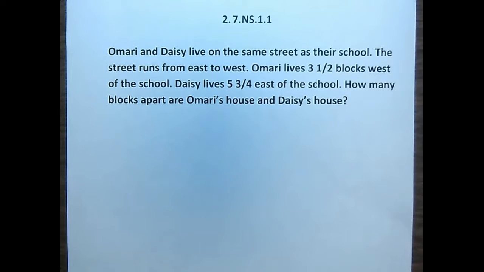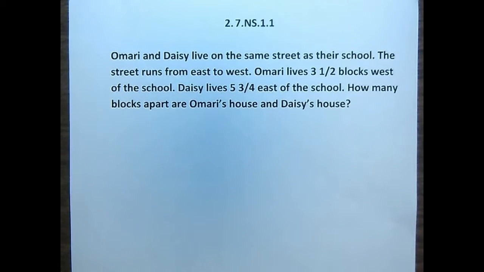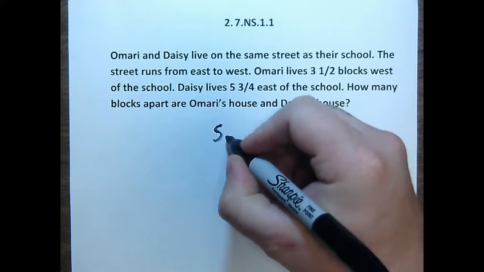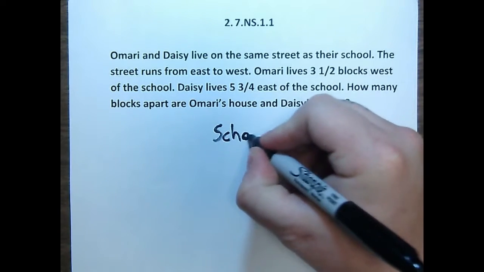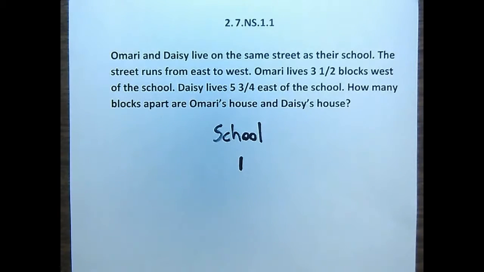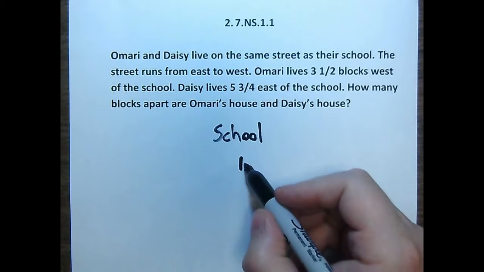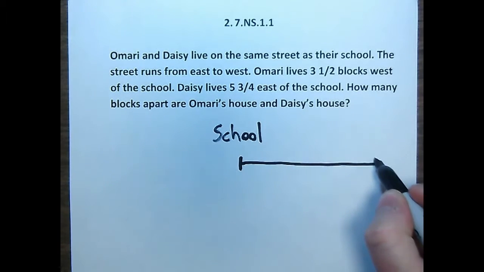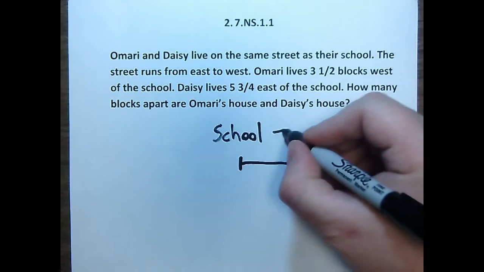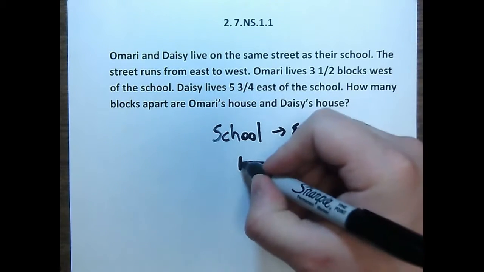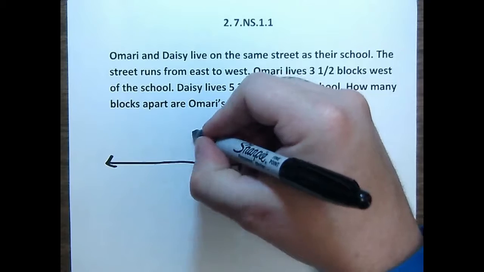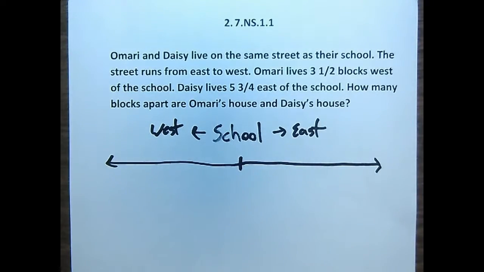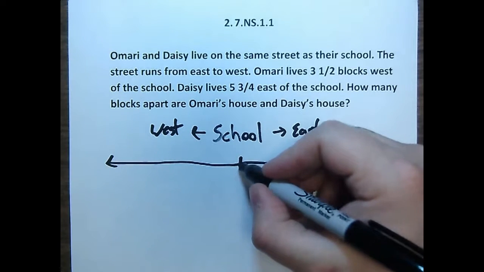So in this question, it helps to draw out what is going on. We know we're going to have the school, and we're going to make that right here. Then we're going to have east and west. East will go to the right this way, and we'll say this is west.